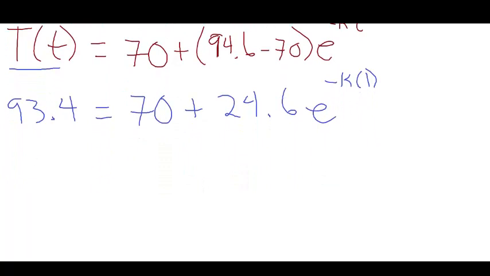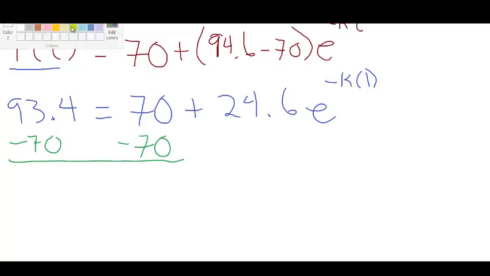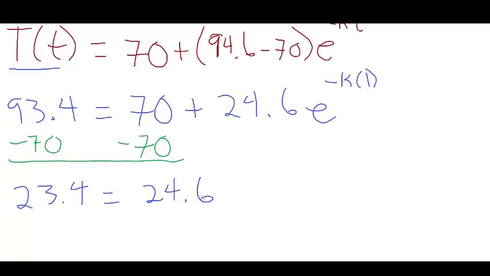In order to do that, we've got to get e by itself first, so that I can take ln of both sides. That's the first thing we're going to do. In order to get the e by itself, I have to first subtract the 70 from both sides and see what that gives us. And then you're going to have to end up dividing by the 24.6 as well. So we ended up with 23.4 equals 24.6 e to the negative k.